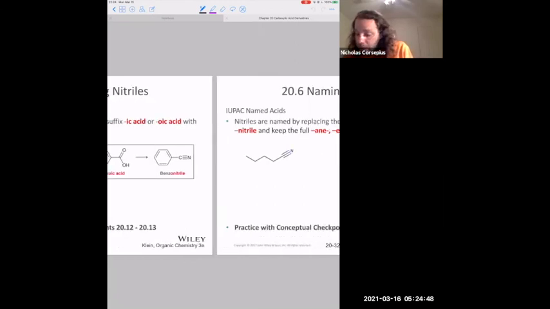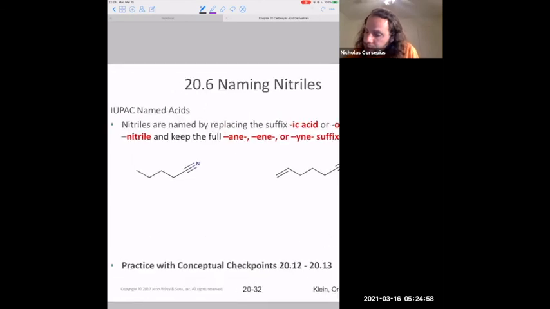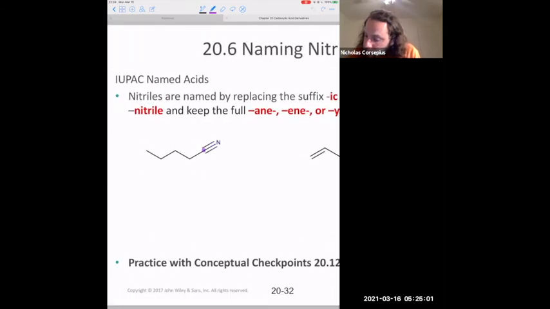With the IUPAC names, it's not O-nitrile. You actually keep the E from the ane, ene, or yne. So what do I mean by that? Let's just look here. So here you figure out how many carbons you have in your parent chain. 1, 2, 3, 4, 5. So this would be pentane, whatever would have been how we started, but we're actually going to keep that E as well. Pentanenitrile.